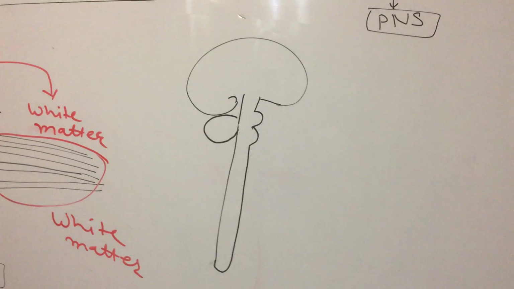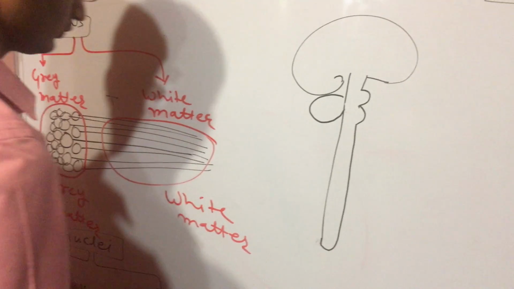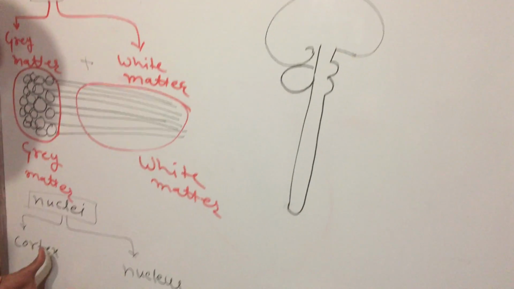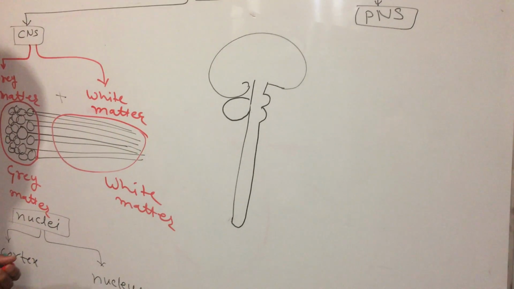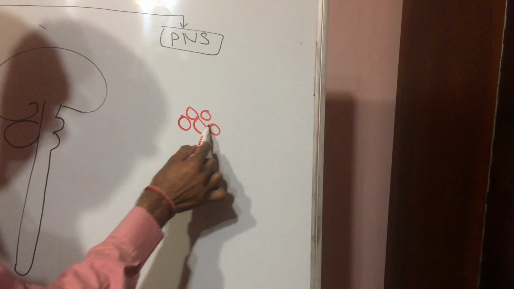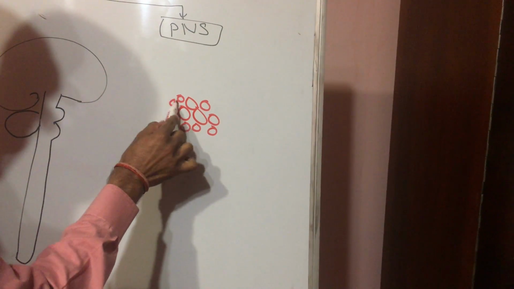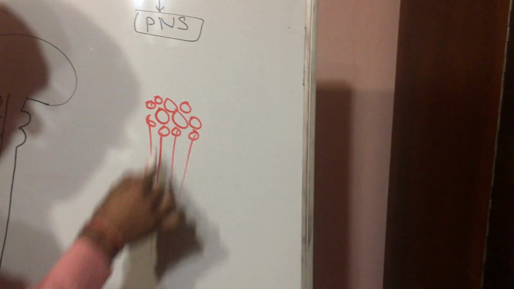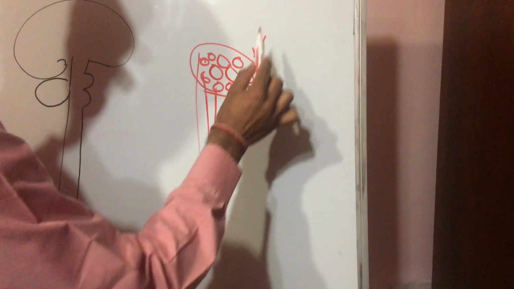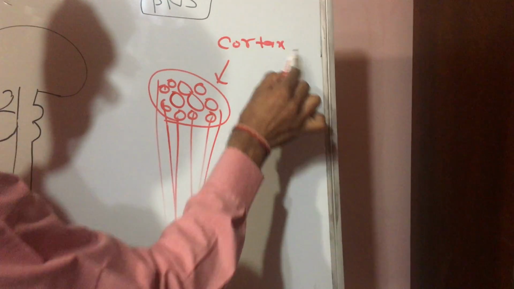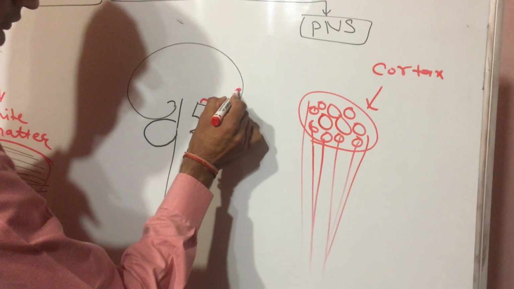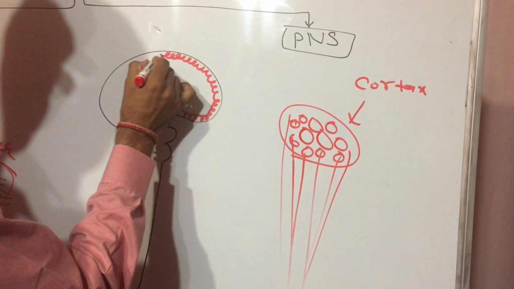So in this situation, you know the nucleus and cortex. First, a very simple definition of the cortex: it is many heads, or many cell bodies of nuclei, and this is the tail of the nuclei. This is the formation of the cortex.